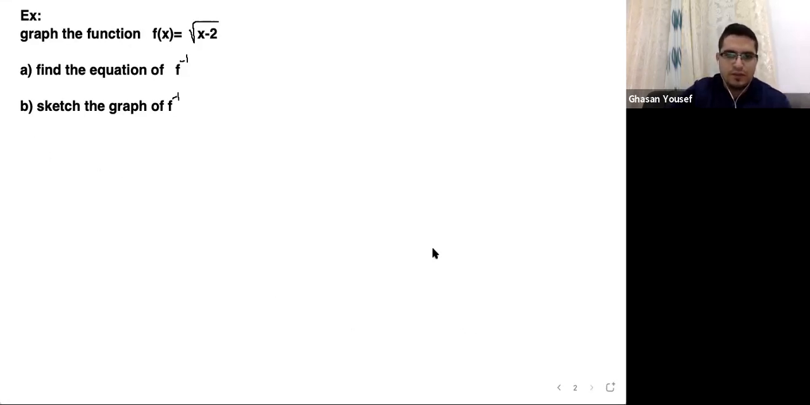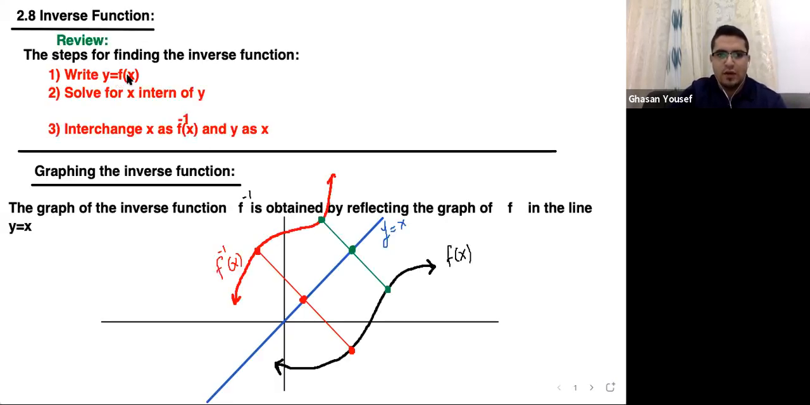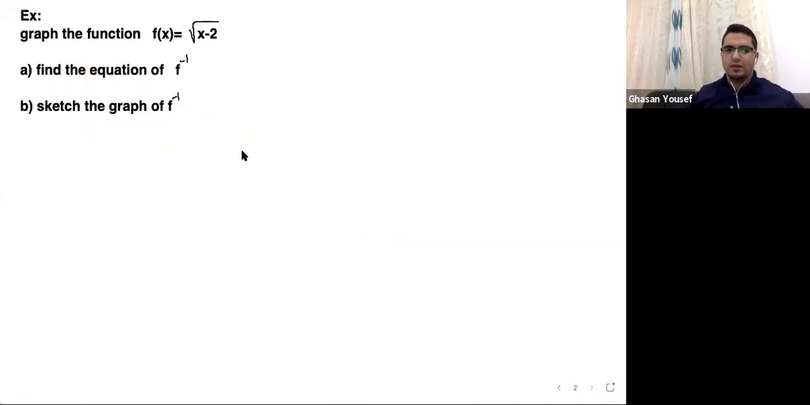So let me remind you of the steps. First, we write y equal f of x, solve for x in terms of y, and interchange x as f inverse of x and y as x. So who will do the first part?